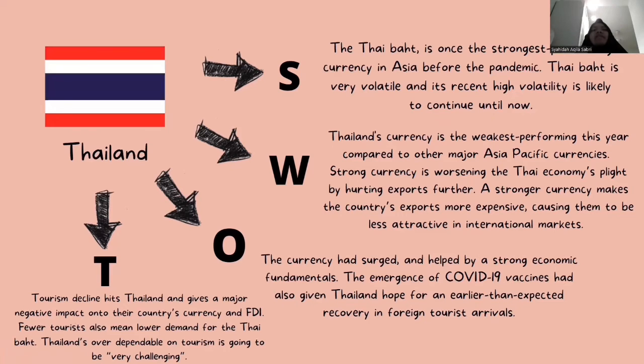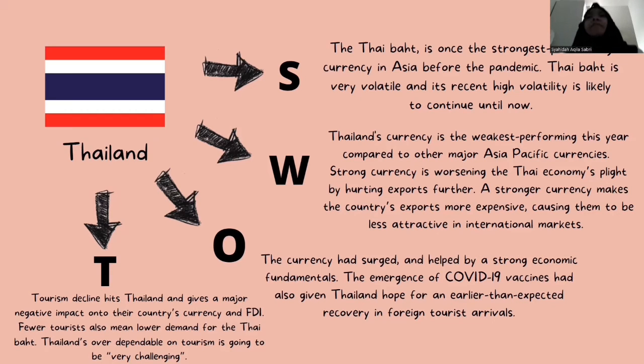And last but not least is Thailand. Thailand punya strength is the Thai baht is once the strongest performing currency in Asia before the pandemic. Also, before the pandemic memanglah semua ni. Okay, Thai baht is very volatile and its recent high volatility is likely to continue until now. And dia punya weakness, Thailand's currency is the weakest performing this year, tahun ni, compared to other major Asia Pacific currencies. Strong currency is worsening the Thai economy's plight by hurting exports further.